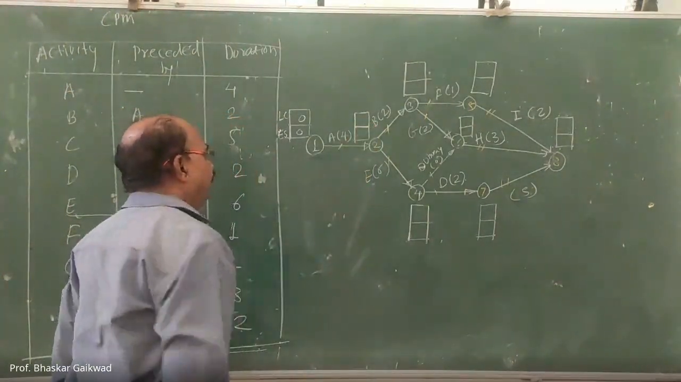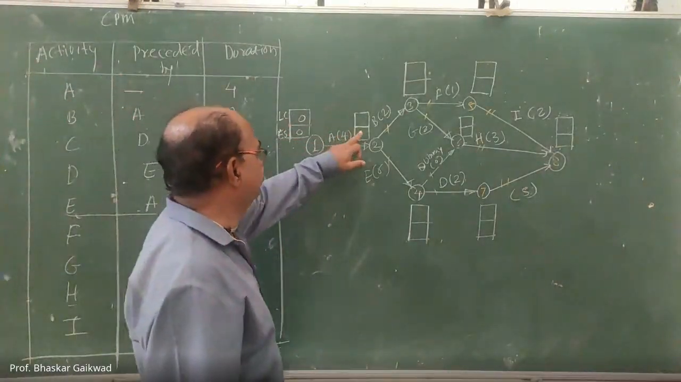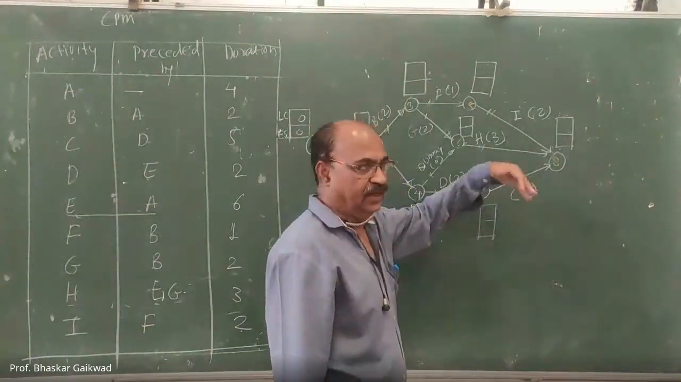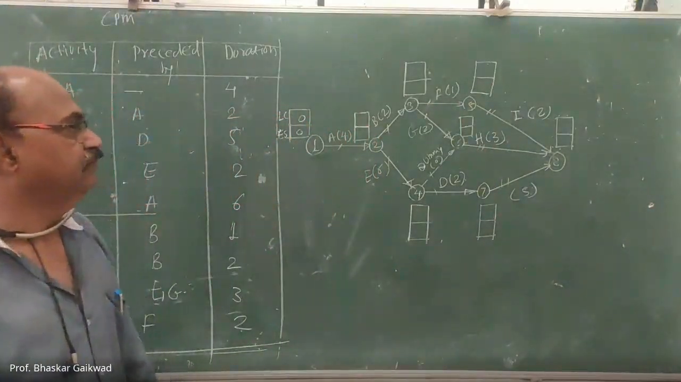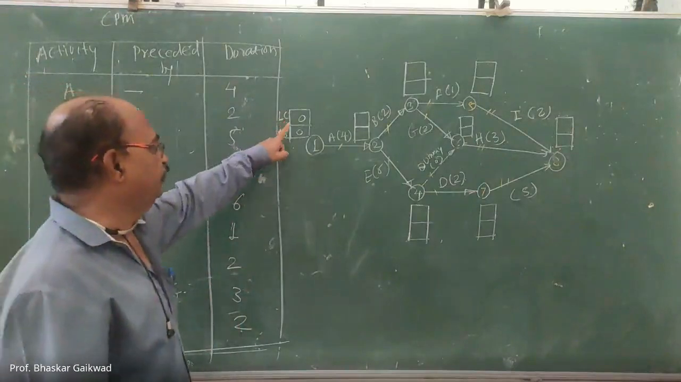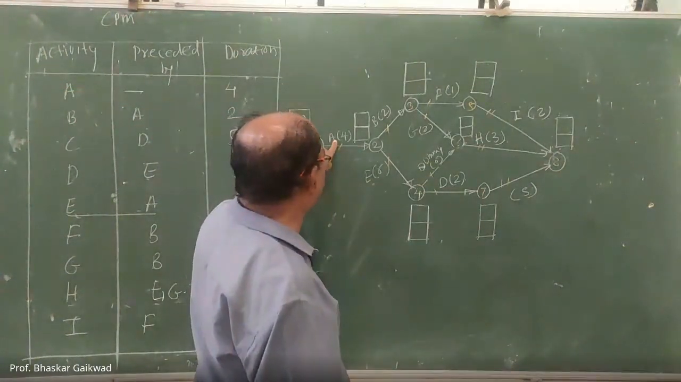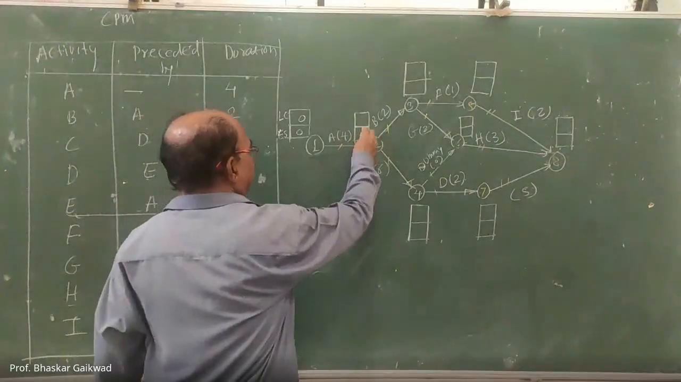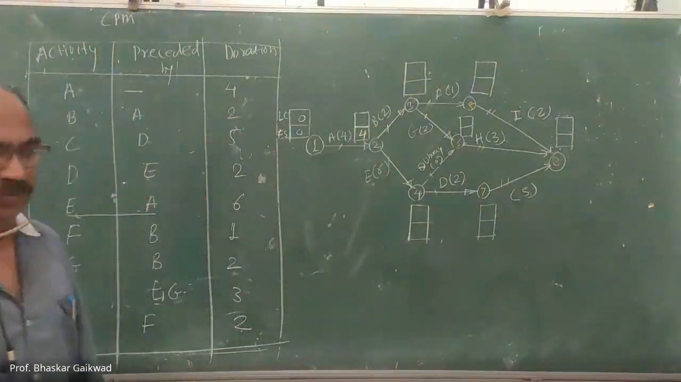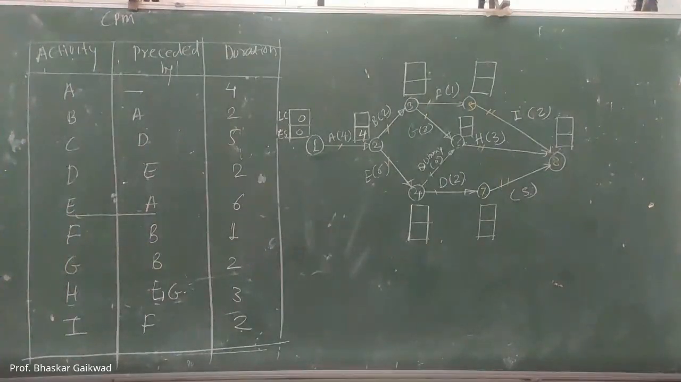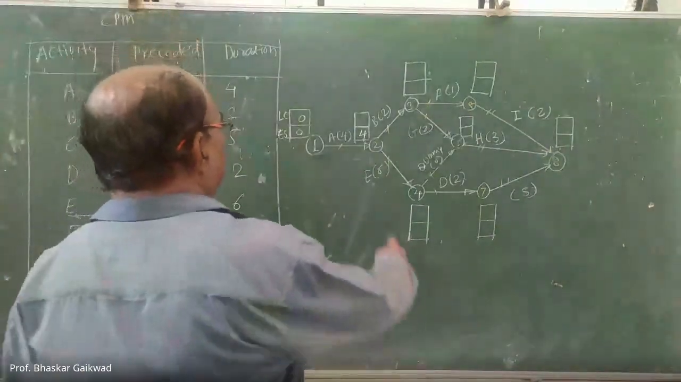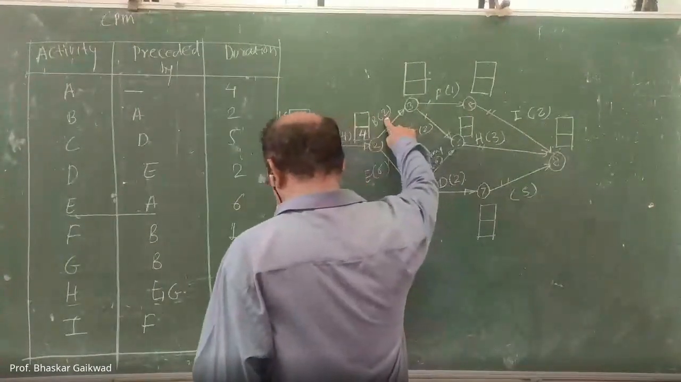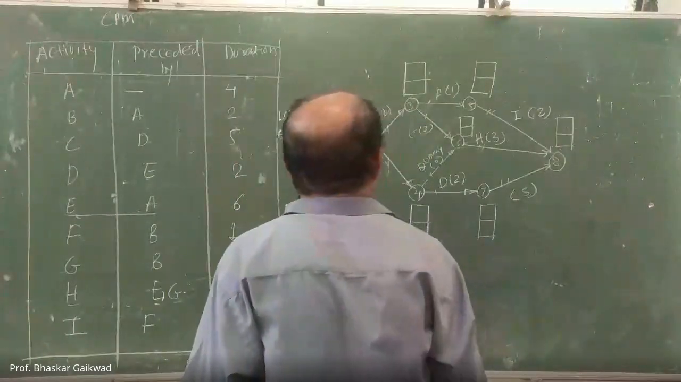Now how to calculate the next time here? You have to use the maximum formula. Correct? So this plus this activity, this is the maximum that you have to consider. So here it is 4. Then what is the next? 2 to 3. What is the initial? 4. 4 plus 2, that is 6. So here it is 6.